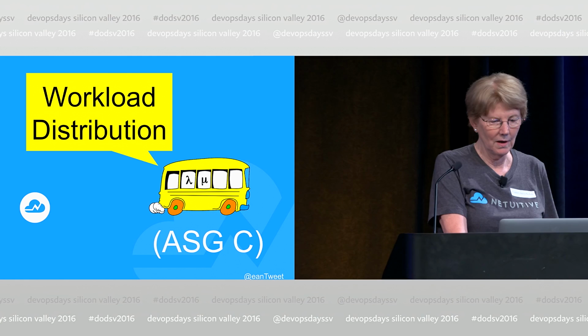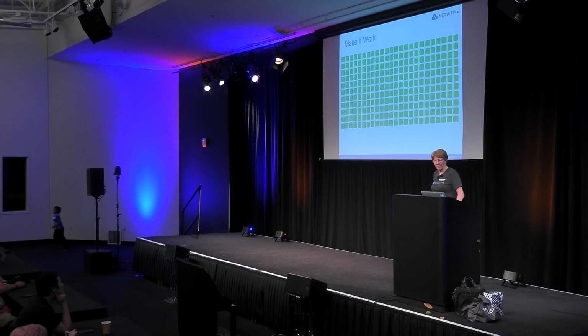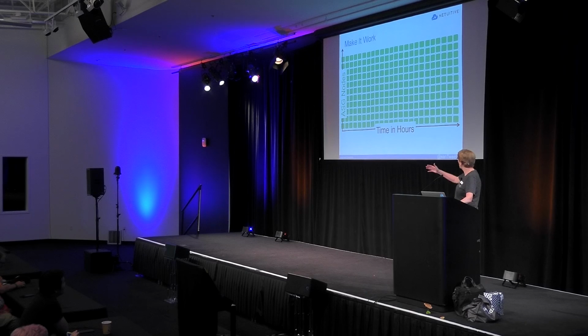And this is what the ASG looks like. Each little green square is an EC2. And the y-axis is showing how many ASG nodes we have. The x-axis is showing time in hours. So I've just plotted how I'm using this ASG over some number of hours. We're not doing much scaling up and down here, that's clear.